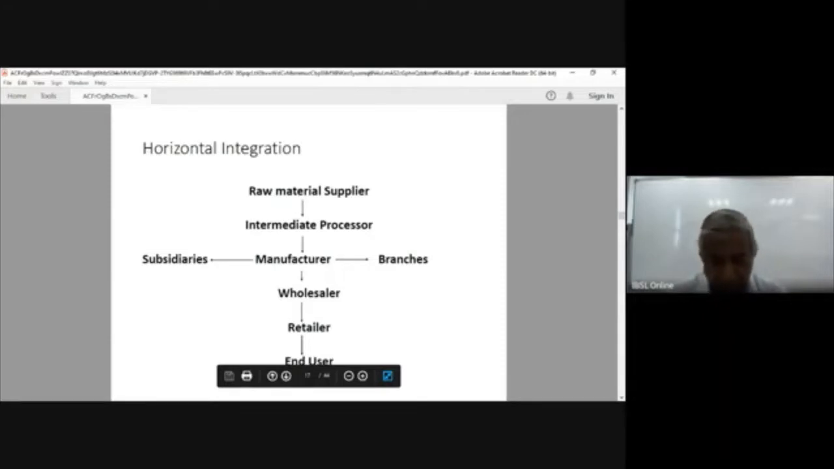Okay, shall we see some examples? Can anybody tell me integrated companies in Sri Lanka, vertical or horizontal? Please name the company and tell me whether it is vertically integrated or horizontally integrated. Can anyone tell me? There are so many examples.